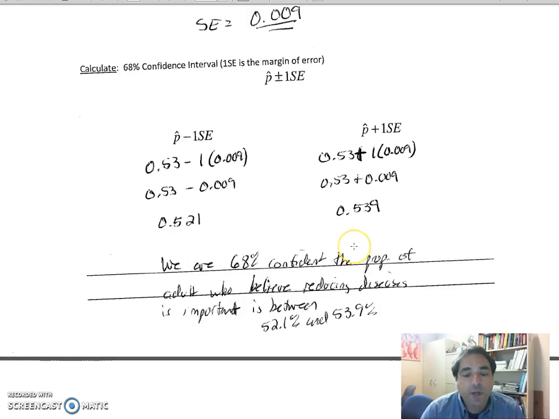So we can say we are 68% confident the proportion of adults who believe reducing diseases is important is between 52.1% and 53.9%. Now remember, what this means is we don't know P. We're using P hat to estimate P at a 68% confidence interval.